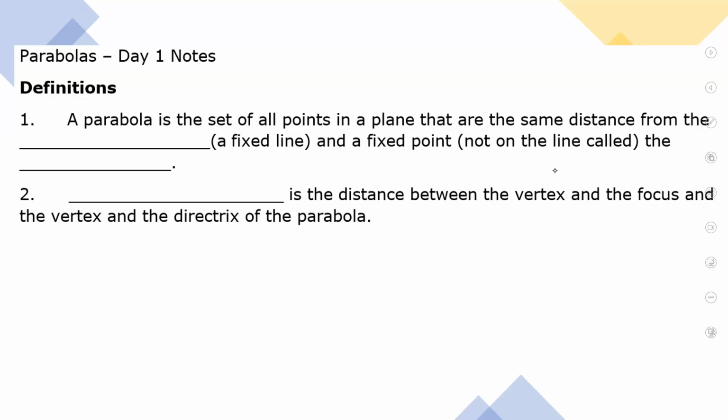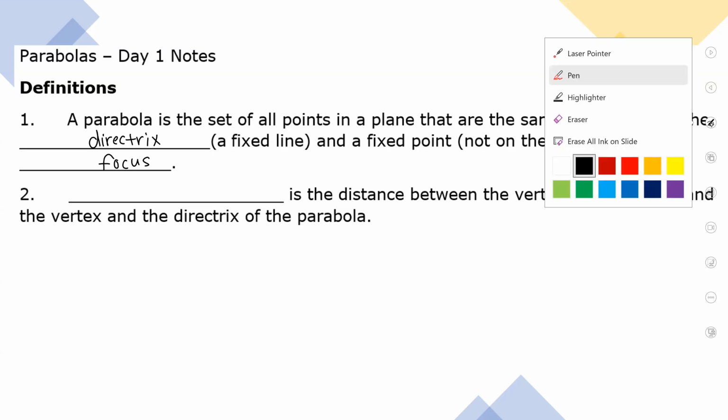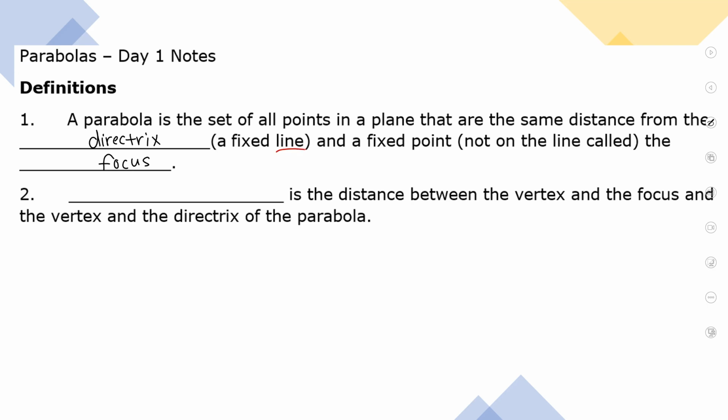So today we're going to learn about parabolas, and before we get started, we need to talk about some definitions, okay? So a parabola is the set of all points in a plane that are the same distance from the directrix, which is a fixed line, and a fixed point not on the line called the focus. The main thing that I want you guys to get is that the directrix is a line and the focus is a point, okay?